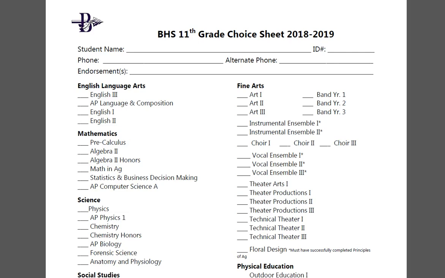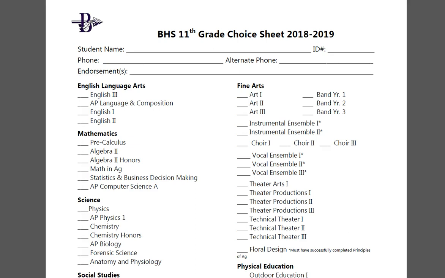Hi, I'm going to go over the 11th grade course selection sheet for next year. I've had a few questions and I just want to clarify a few things and see if I can answer those and help you out. First off, every junior is going to select an English, a math, a science, and a social studies. So let's start with English.